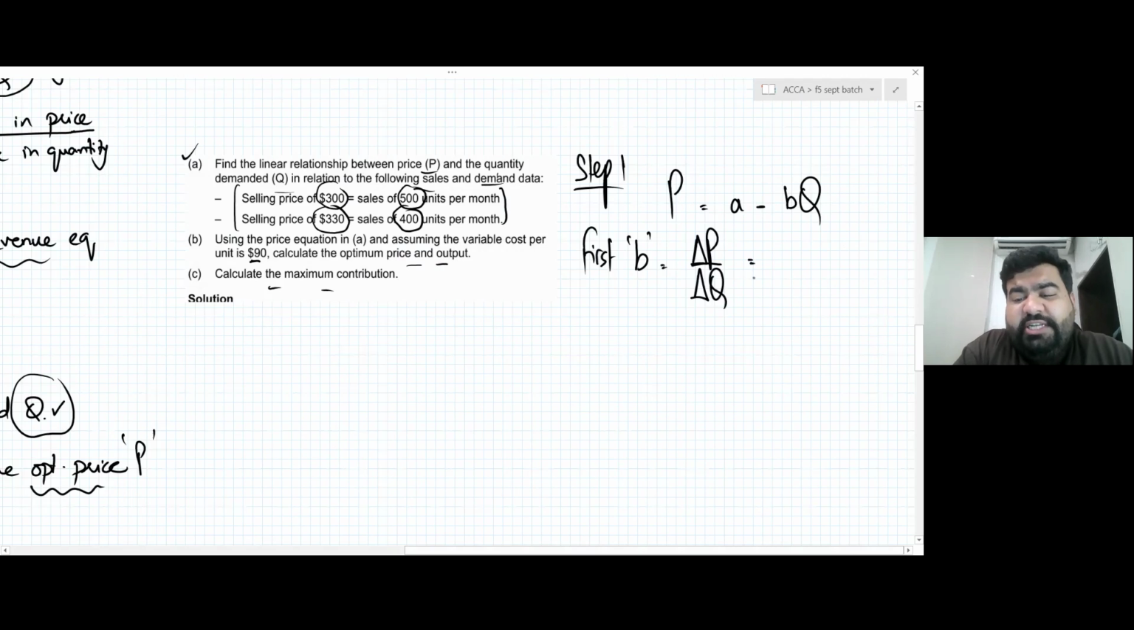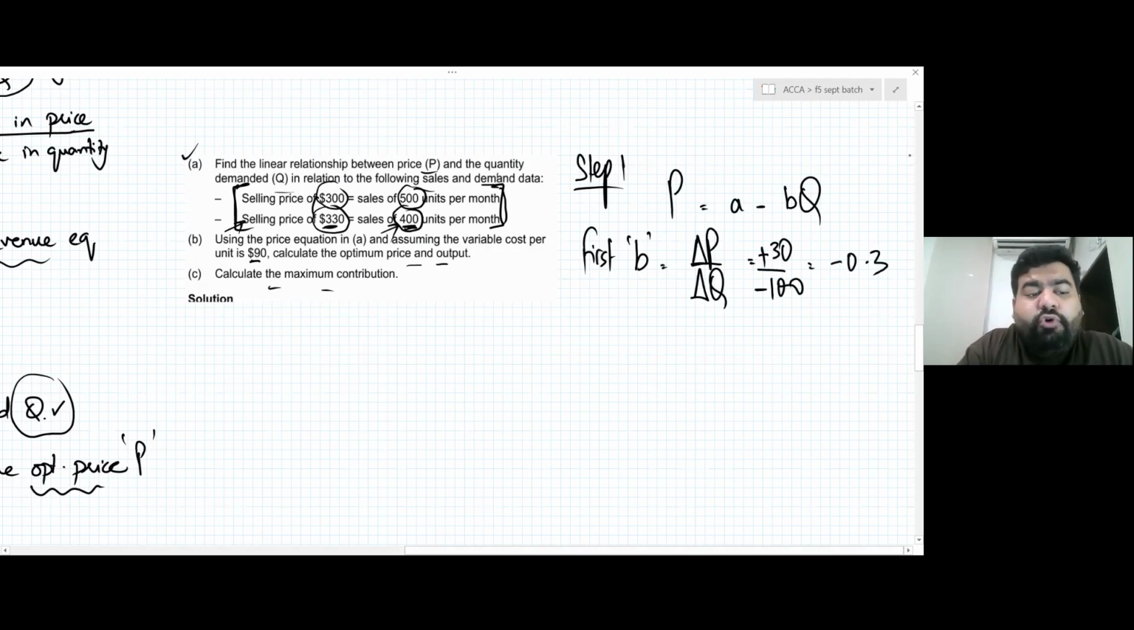Okay, let's calculate change in price divided by change in quantity. We have two prices at two quantity levels. So the change in price, if we take the difference of prices, is 330 minus 300. It will be positive 30 here. Why? Because we have taken 330 first, 330 minus 300. Accordingly, for the quantity, the value we will use will be 400 minus 500, which is minus 100. Because we are taking 330 first, we have to take the quantity 400 first in the calculation. So the answer will be minus 0.3.